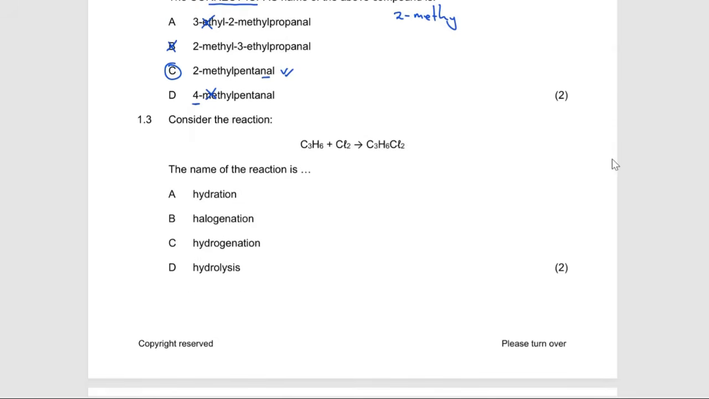Then 1.3: consider the reaction. We're having a reaction of C3H6 and then Cl2 to give us C3H6Cl2. They're asking for the name of the reaction. According to this, what are we adding? We're adding chlorine, which is our Cl2, and it falls under the halogens, which is group number 7. So the type of the reaction there is going to be referred to as halogenation. So A, C, and D are going to be incorrect.